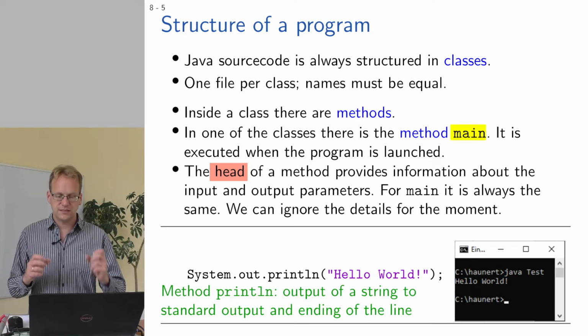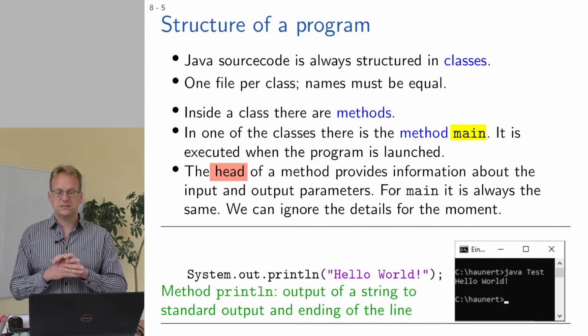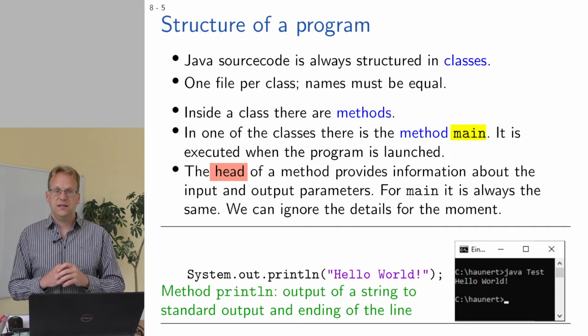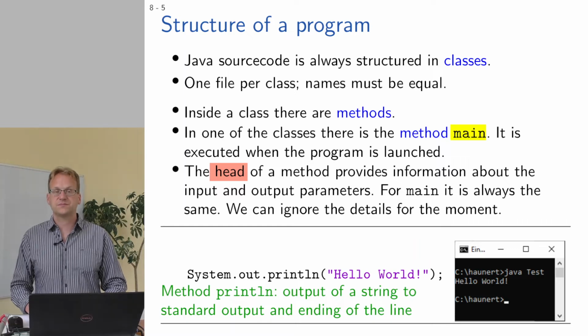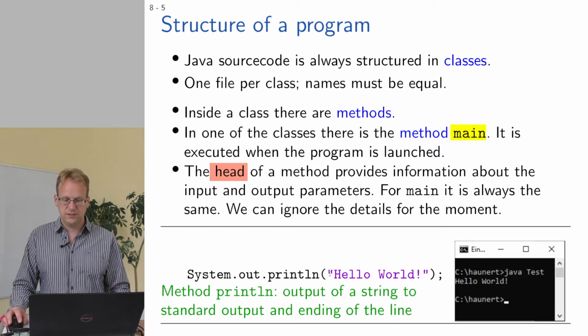to the method. In this example, it's just one string, meaning a sequence of characters, "Hello World". And this string is indicated with these quotation marks. So here, this is indicating the beginning of the string, and this is indicating the end of the string. So if you execute this program then with java Test, what is happening is that on the standard output, you will see this Hello World. And that's all.